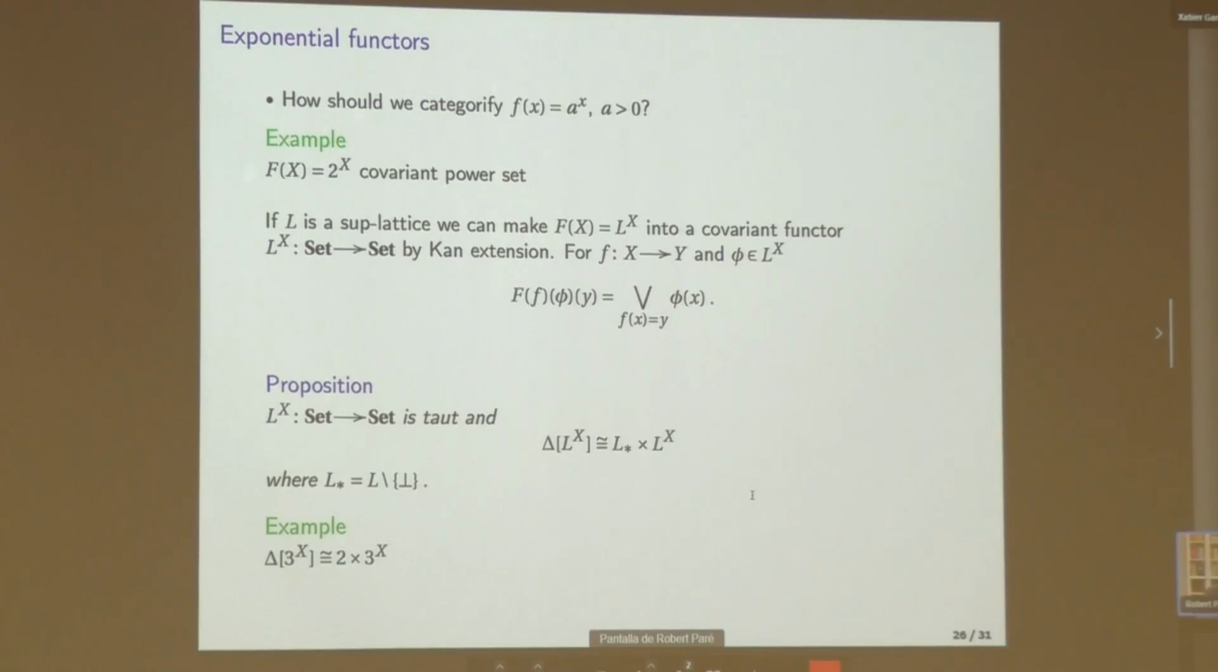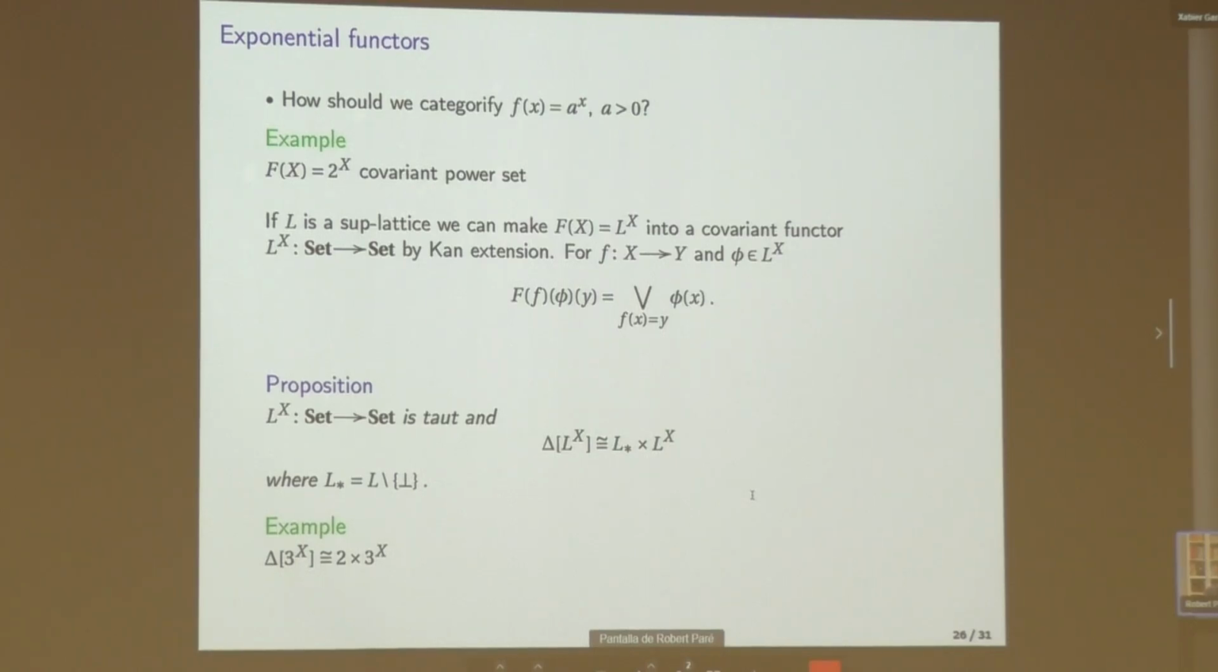So we can now take L to the X and make this into a covariant functor from set to set by extension. If we have a function from X to Y and an element phi of L to the X, then f at phi, at y, is simply the sup of the phi of x's over the inverse image of y. So we take all inverse images. This generalizes the direct image functor for the covariant power set.